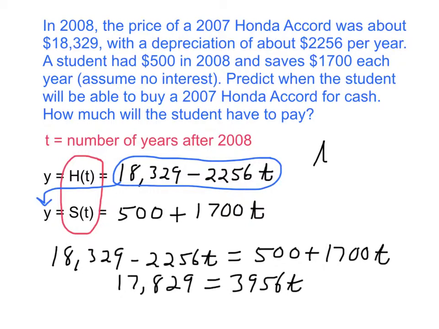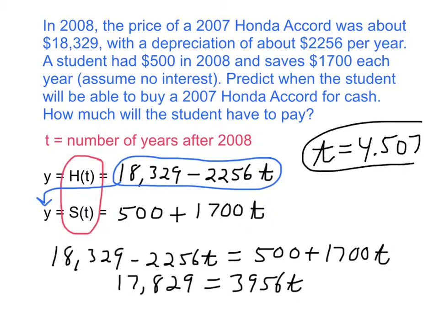I'm going to write it up here because I'm out of room down there. So t equals 4.507. So that's the number of years it will take for the student to save enough money. Now that's part of the question. If you look at the question, it says predict when the student will be able to buy a 2007 Honda Accord for cash. So we've done that part. We're predicting that it would take about 4.5 years for that to happen.